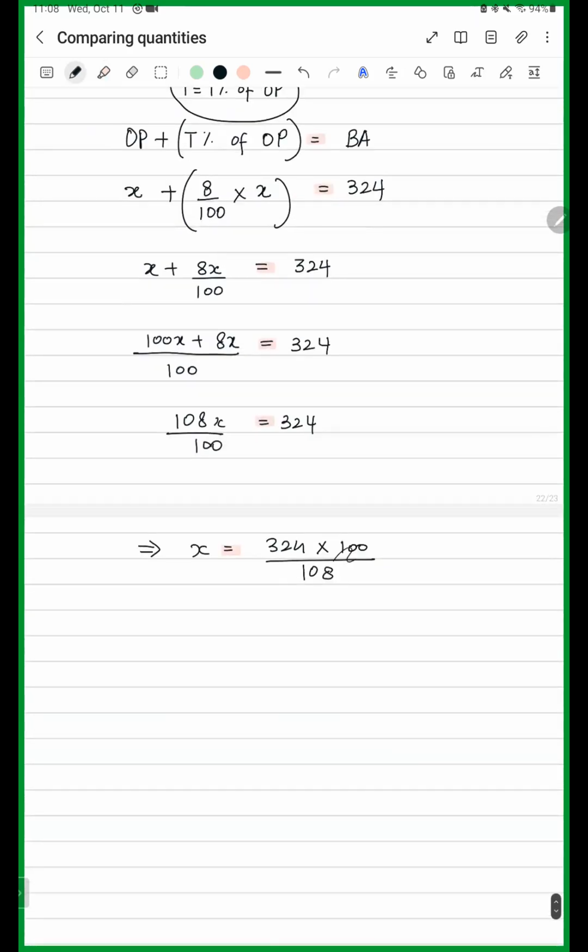Now, this goes by 9 and this also goes by 9. 9 ones are 9, 9 twos are 18, 9 threes are 27, and 9 sixes are 54. So 12 threes are 36. So this is equal to 300. So the original price is equal to rupees 300. Clear?